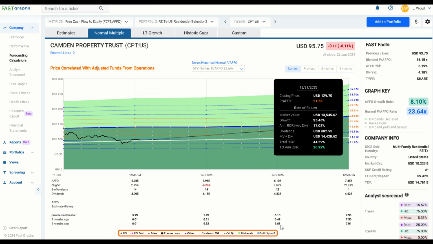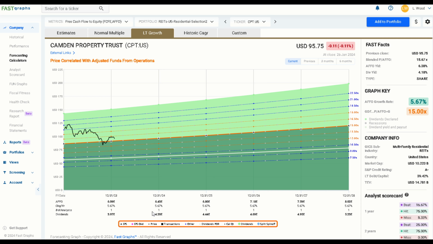Now, there's a couple of things to note here as well with Camden Property Trust. The AFFO estimates have decreased quite a bit here over the last 6 months, so that's important to note and think about. What that means is that analysts are now expecting in 2024 a very minor decrease here in the AFFO and a very minor increase in 2025. So I'm not talking here about a very good long-term or short-term next 2 years increase in AFFO.